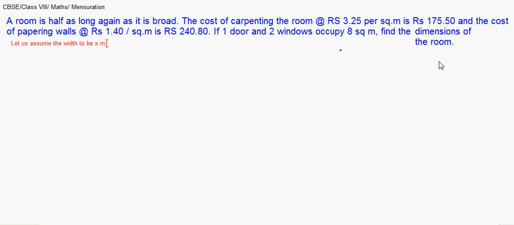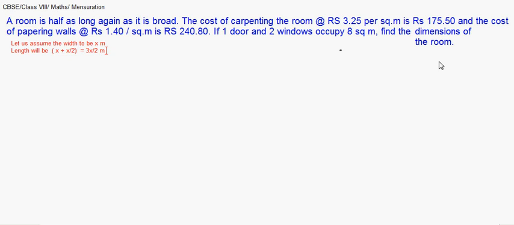In terms of the width, it has been given in the question that the room is half as long again as it is broad. So the length will be x plus x by 2. That would give us 3x by 2 meters.